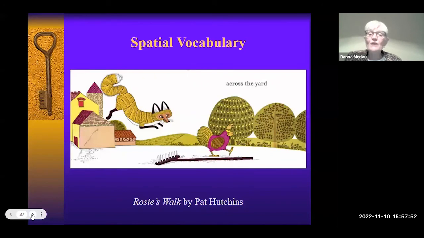I can use spatial vocabulary. This is Rosie's Walk. I might use this book with my kindergartners to say, hey, she walked across the yard. She walked under the bridge. She walked over the pond. All of the words in this are spatial. They tell me location and connection. Okay, great.